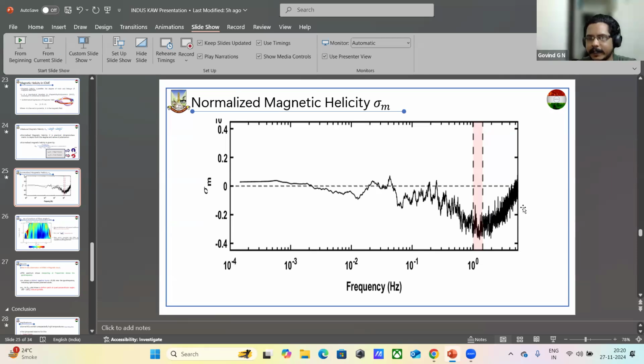There is one question in the chat box from Mr. Kubera Raja: how to find the solar wind speed? If Kubera is there, can you elaborate the question? Does that mean how to find it from the particle count you are measuring? Can you explain the question a little bit more?